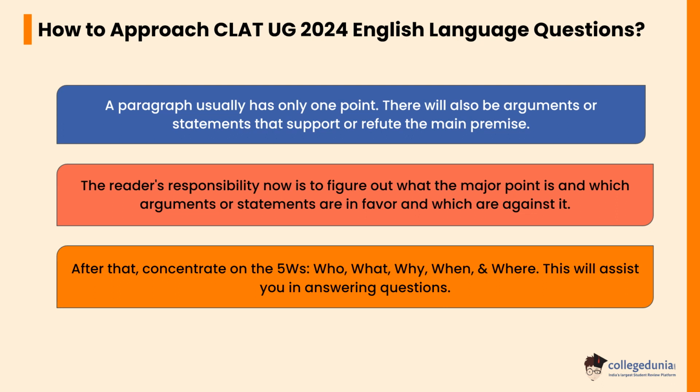A paragraph usually has only one point. There will also be arguments or statements that support or refute the main premise. The reader's responsibility now is to figure out what the major point is and which arguments or statements are in favor and which are against it. After that, concentrate on the 5 W's: who, what, why, when and where. This will assist you in answering questions.